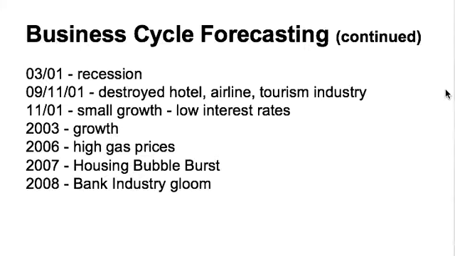Other forecasting that we see here: we went into a little recession, like I mentioned, in March of 2001 after the dot-com boom exploded, that bubble burst, and then 9/11 happened. It completely destroyed the hotel, airline, and tourism industries across the world, really, because everyone was so fearful about traveling. As a result, small growth was beginning to bump us down into recession, so the federal government got involved, the Federal Reserve, and they began to lower interest rates, trying to make the economy bounce back.